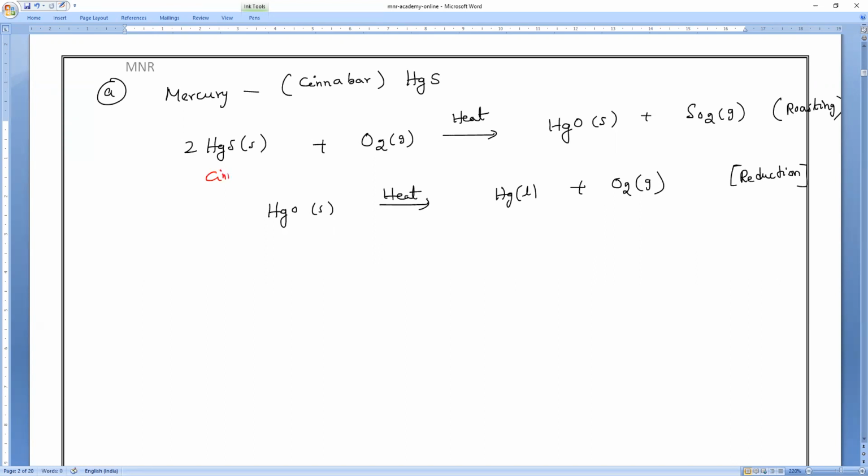If you don't know equations, there is no use of studying chemistry. You have to work with the equations. That is the reason you have to practice each and every equation many times. Balancing equations you all need to know. Without balancing equations, there is no use of studying. So 2HgO gives 2Hg and O2. That's all. So this is the mercury extraction process: roasting followed by reduction. Okay. All of you clear?